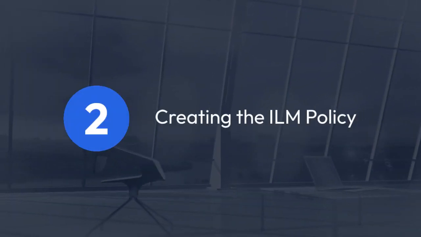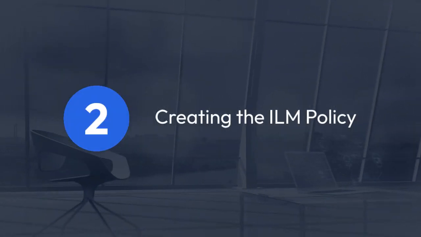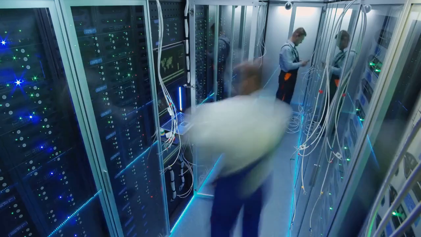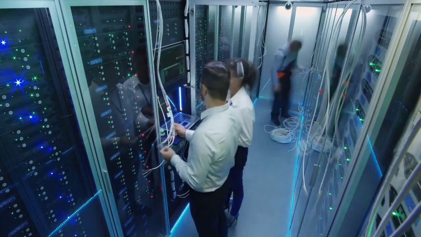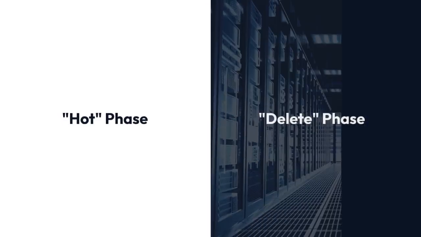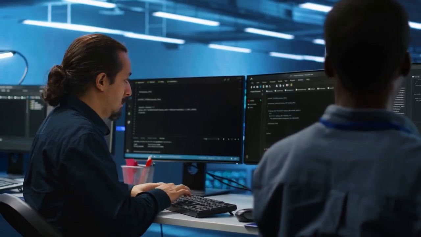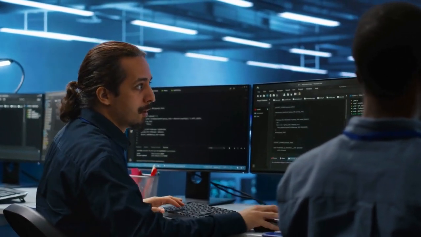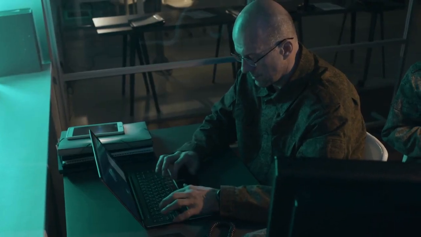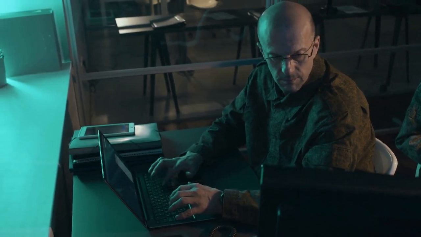2. Creating the ILM policy. We need to define a policy within OpenSearch. This policy will specify the phases our data will go through. We'll primarily focus on two phases, a hot phase and a delete phase. The hot phase will keep the data readily available for searches. The delete phase will trigger the deletion of data based on its age.